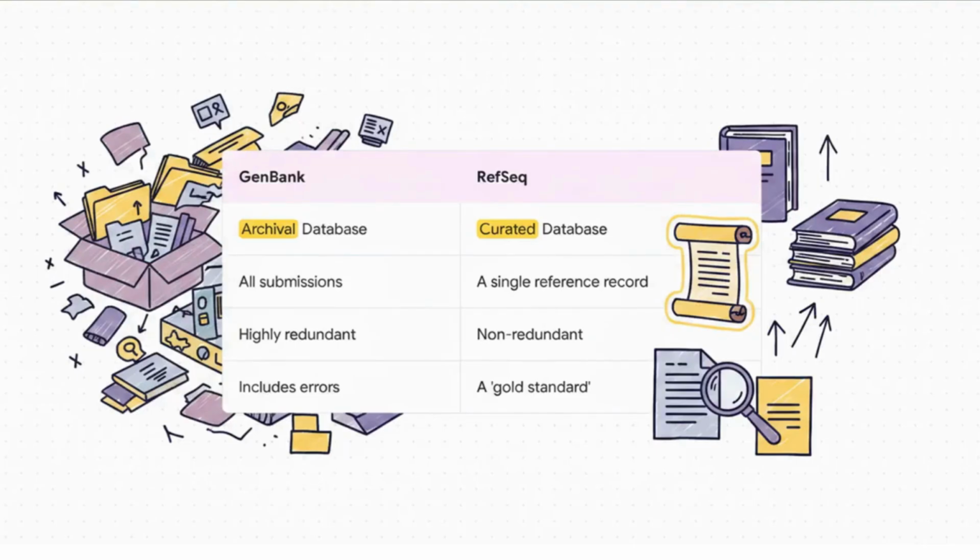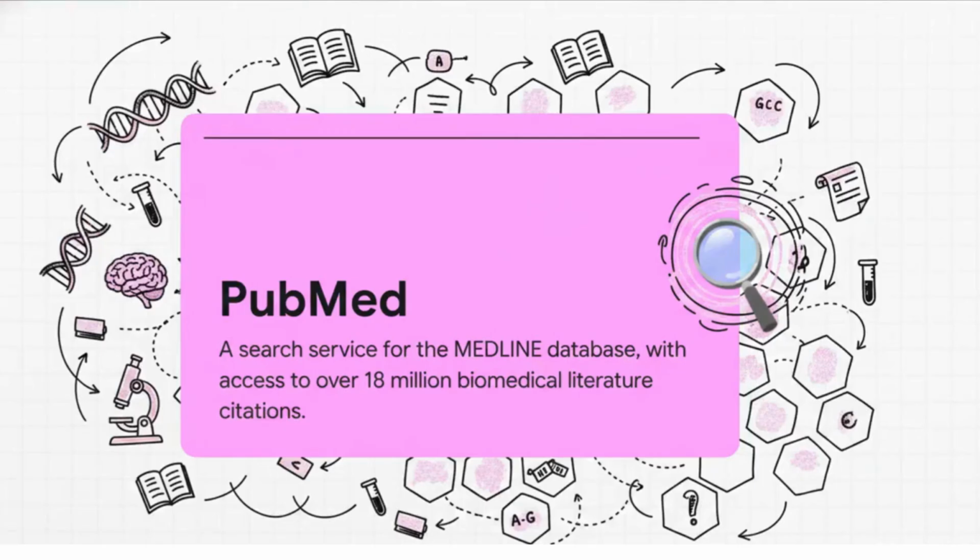Okay, let's pause here for a second, because this is a really important distinction that trips up a ton of beginners. GenBank versus RefSeq. So what's the deal? Think of GenBank like this. It's a massive public archive where any researcher can submit their sequence data. It's got everything, which is great, but that also means it's super redundant and, yeah, it can have some errors. RefSeq, on the other hand, is the curated version. This is where NCBI staff actually go through the data and create a single, high-quality, gold standard record for a gene or protein. So the main thing to remember is this. GenBank is the raw, unfiltered archive. RefSeq is the polished, authoritative reference. Got it? Good.